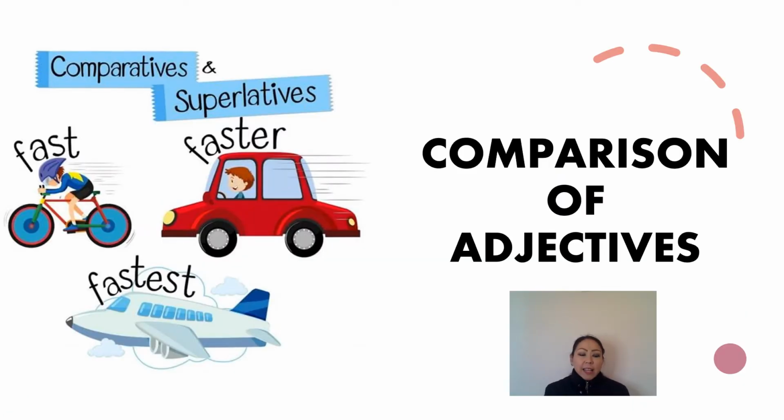Comparison of adjectives. Remember that we can compare adjectives. Cuando nosotros hacemos la comparación, los comparatives es entre dos, between two things, two objects, two places, or the superlatives is between three or more, okay? Entonces, cuando yo uso el comparativo es para hablar de dos cosas, dos personas, dos lugares, y cuando yo uso el superlativo es para hablar de tres o más, y me estoy refiriendo al que es más de entre esos tres, como fast, faster y fastest.